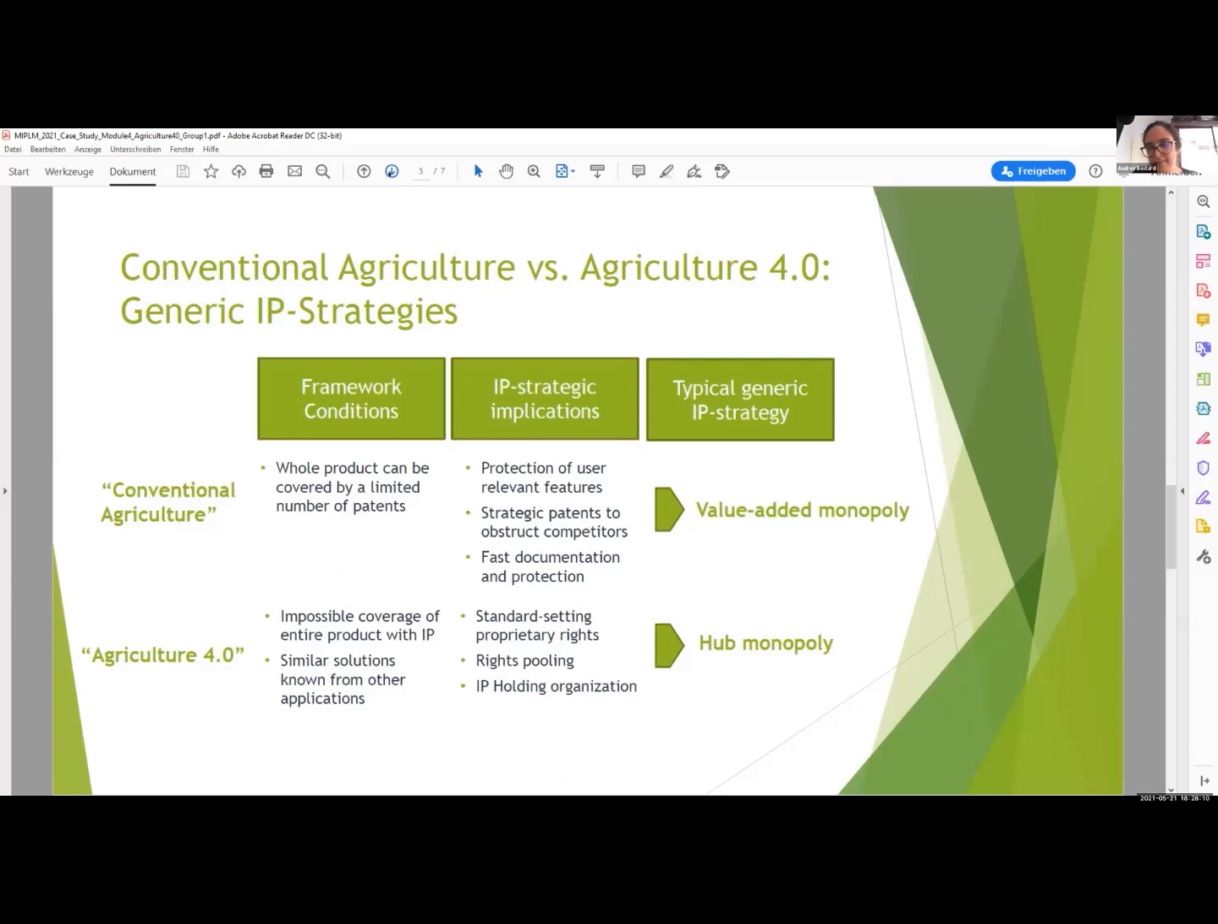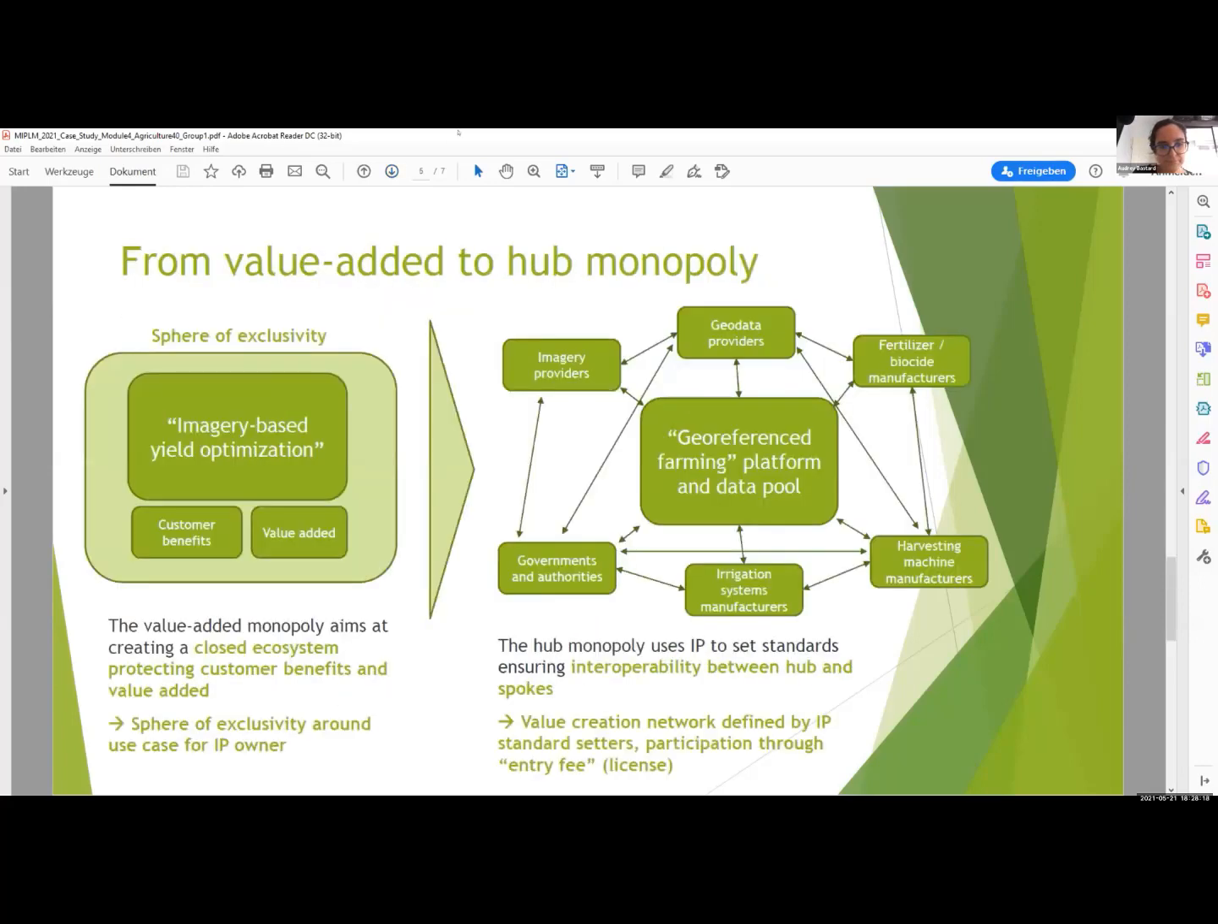Alex will now present more deeply how this generic IP strategy applies to our use cases. Thank you, Audrey, for that general introduction. So what does that mean for our specific case here, for our imagery-based yield optimization?